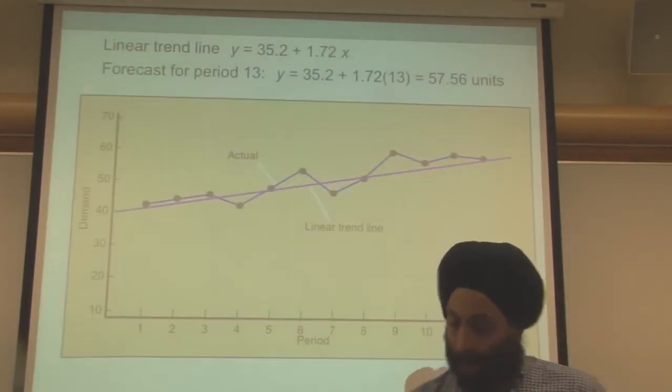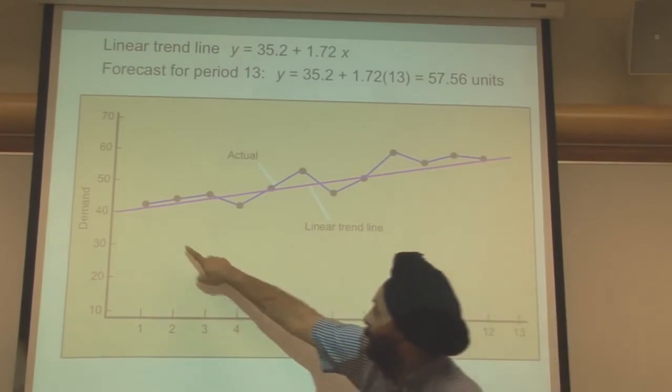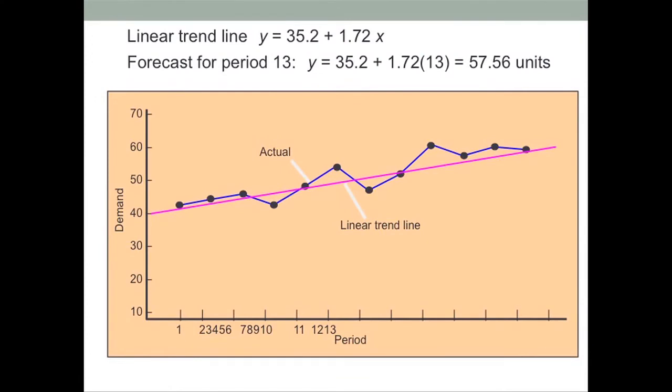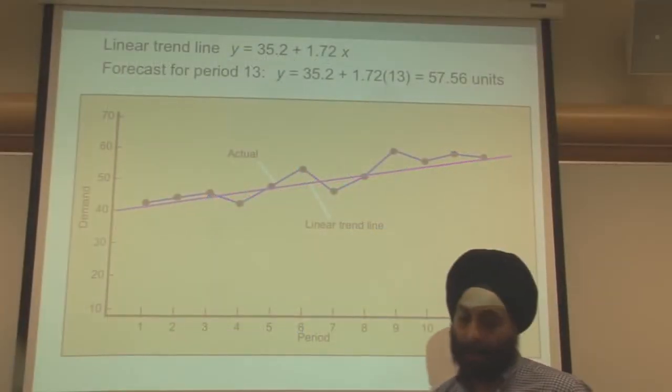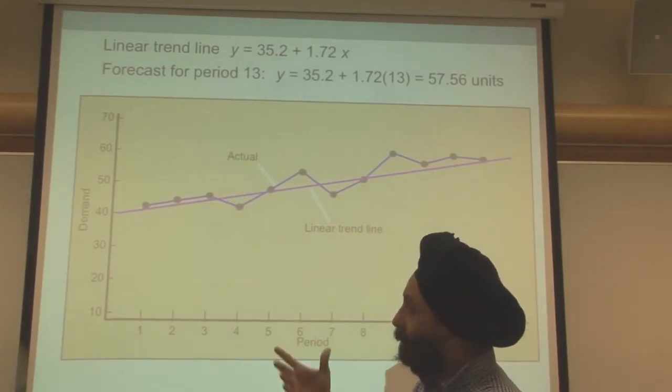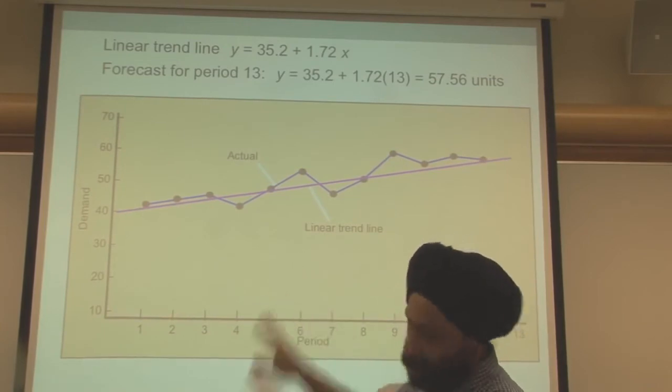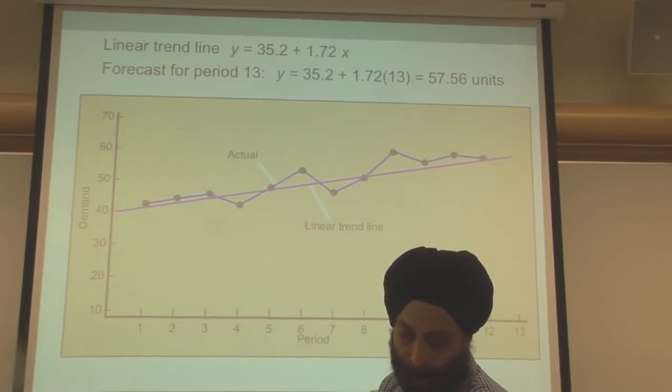Notice that that is the straight line. So even though this is the actual data, this is the linear trend line that best fits the data in this particular case. That is the genesis for the regression model down the road, but we'll limit ourselves to discussion of the linear trend line.